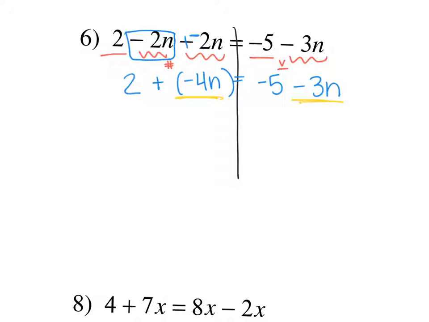So now I need to move my variable. Well, on my number side, I got a variable over there that doesn't belong. I have a -4n. Well, to get that to 0, I need to add 4n to cancel it.